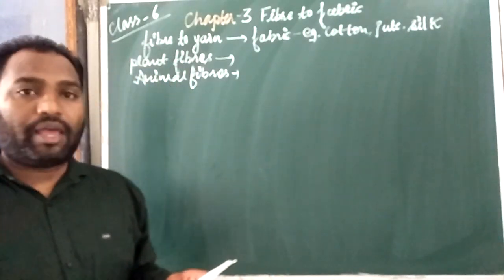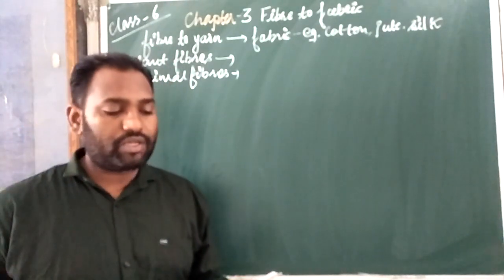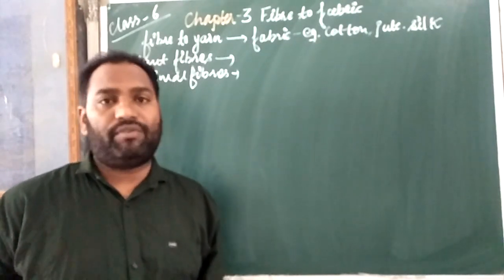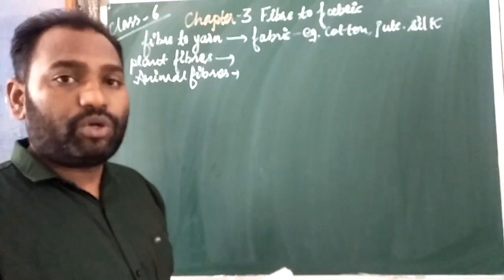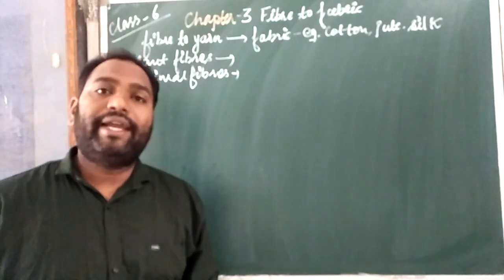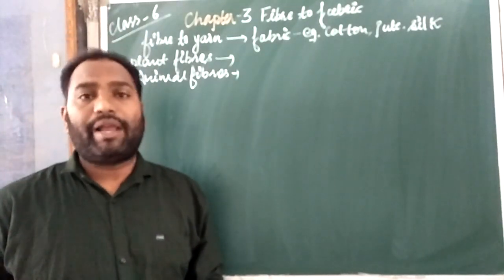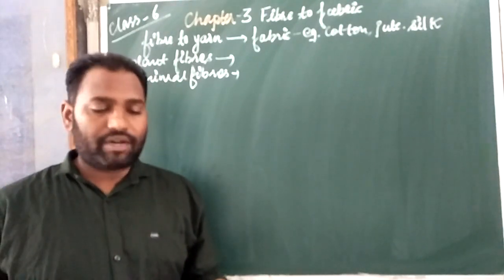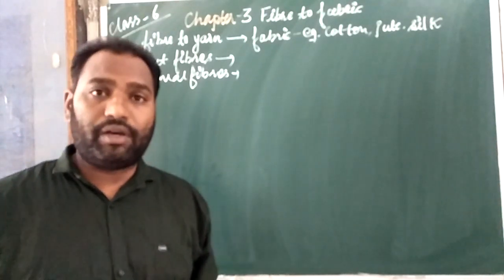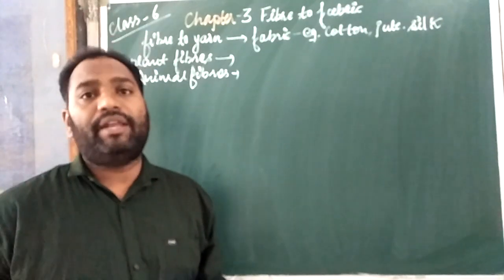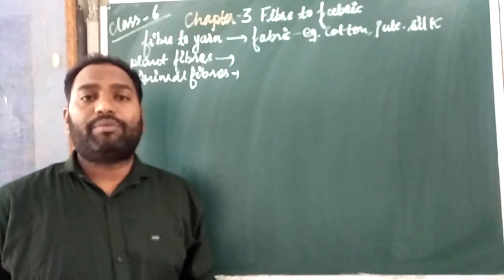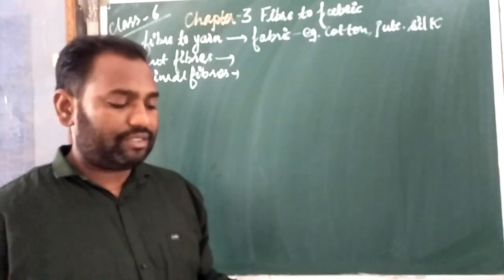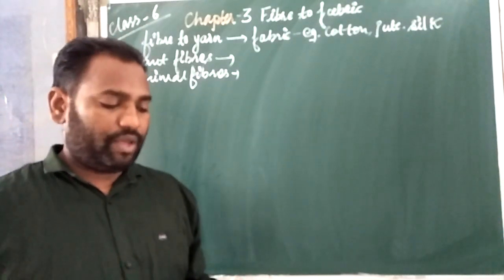The fibers of some fabrics such as cotton, jute, silk and wool are obtained from plants and animals. So these are called natural fibers. I already told you about that. Natural fibers mean we are getting them just from plants and animals. Natural fibers are of two types: one we obtain from plants, and the other we obtain from animals. So cotton and jute are plant fibers, and wool and silk are animal fibers.